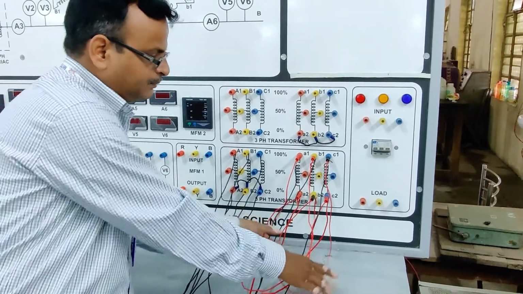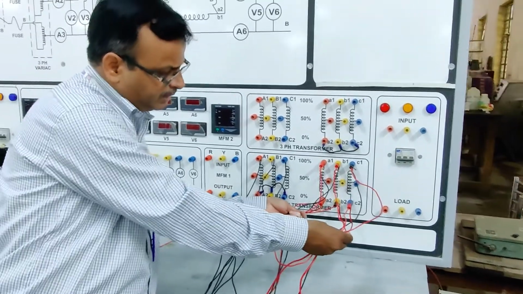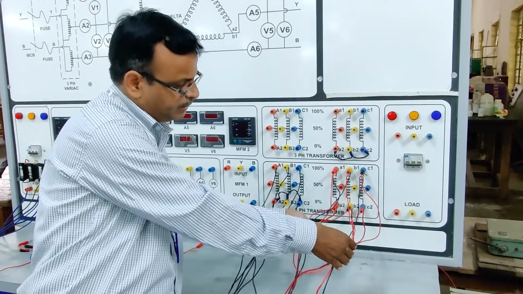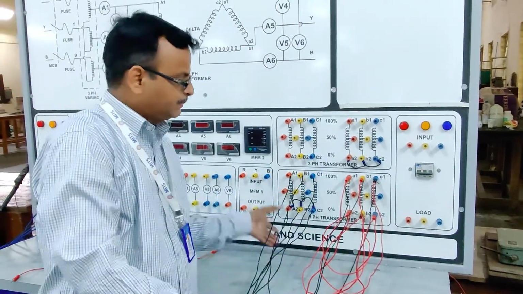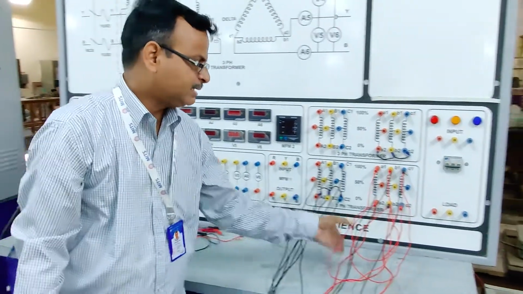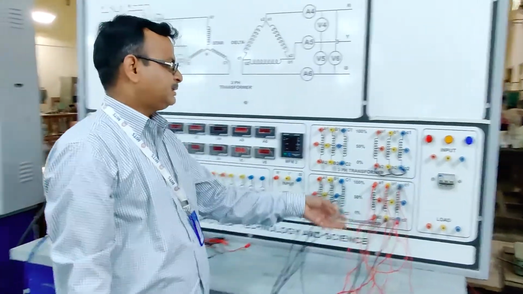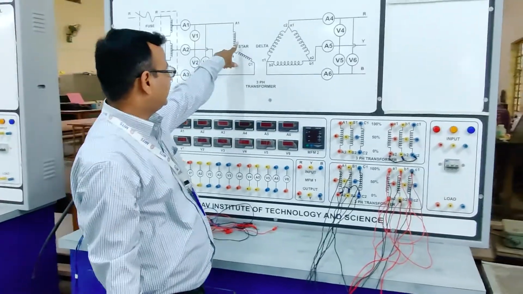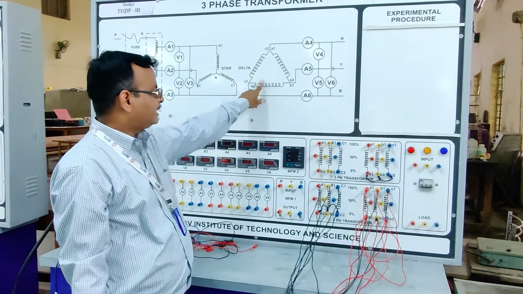Star and delta connections we understood in the last experiment, the load test. This primary winding is star connected and the secondary winding is delta connected. Why? Because in this circuit diagram the primary is star and the secondary is delta.